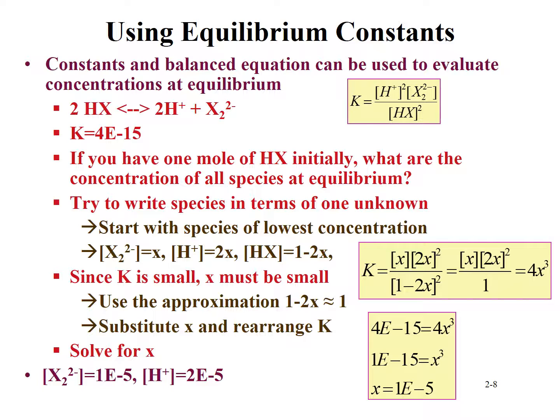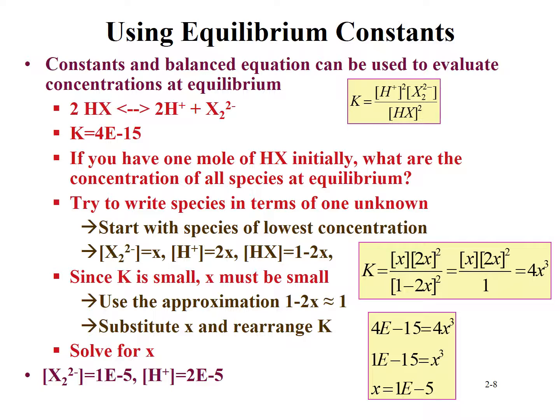Okay, so once we have a reaction, we can use this information to develop a complexation constant and either measure the complexation constant, or if the complexation constant is known, calculate equilibrium conditions. So let's go back to a very simple system where we have this reaction 2HX going to 2 protons plus a dimer of X minus 2. This constant here, let's assume it's 4 times 10 to the minus 15. You can use this to answer the question: initially, if you have 1 mole of HX, what are the concentrations of all species at equilibrium?